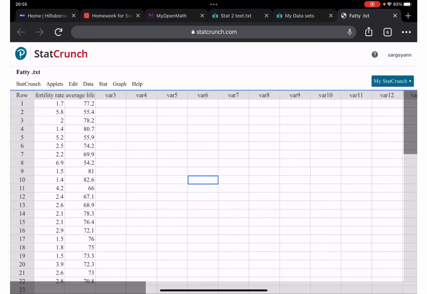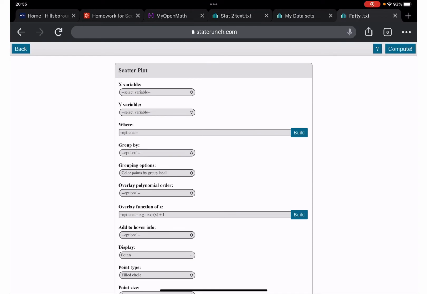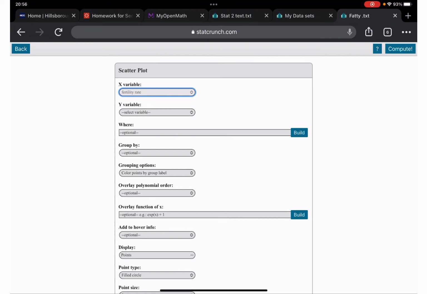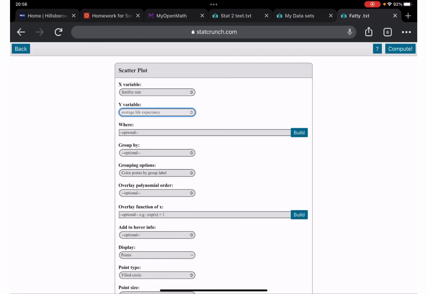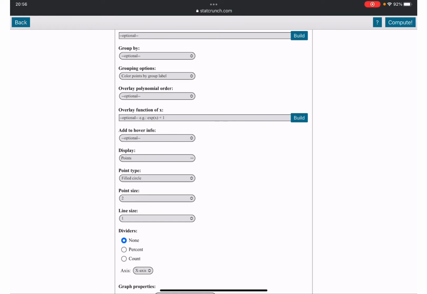So all we have to do, we need to graph scatter plot. Stem and leaf. Box plot. There we go, scatter plot. Okay, so X is gonna be fertility rate, because average life expectancy depends on fertility, right? Okay, and this is X, and Y, which is vertical line, Y is dependent on X. So we put average life expectancy. Okay, we don't need to group by anything. Overlay polynomial order, we don't need to do anything.